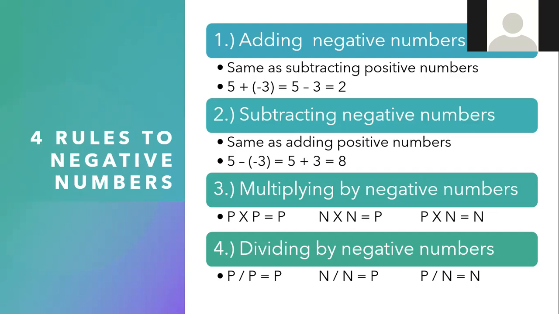Similarly, dividing by negative numbers: dividing two positive numbers together, you'll get a positive number. Dividing two negative numbers together, you'll also get a positive number. If you're dividing a positive and a negative number together, you will get a negative number. So these are just a few little quick recaps.